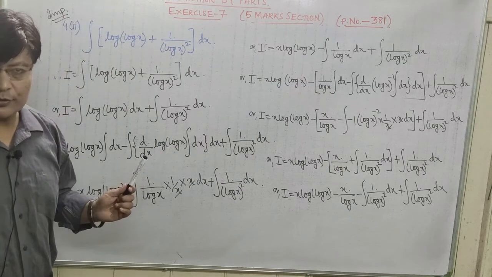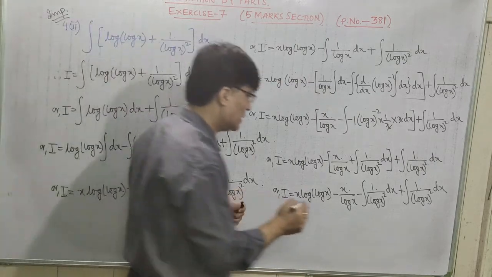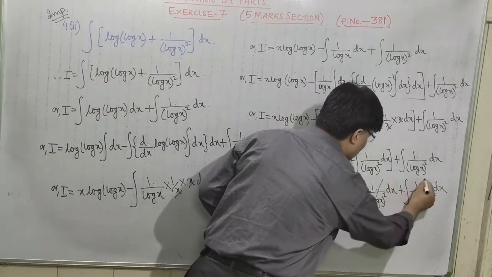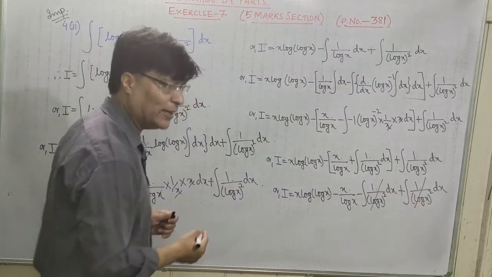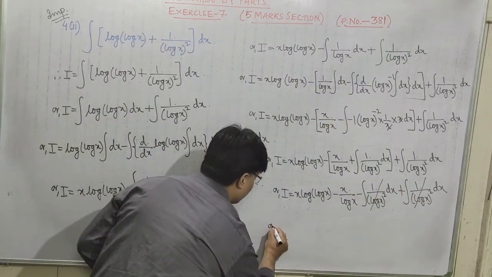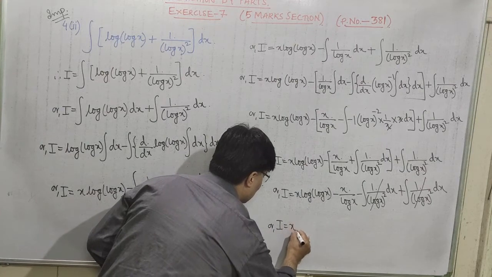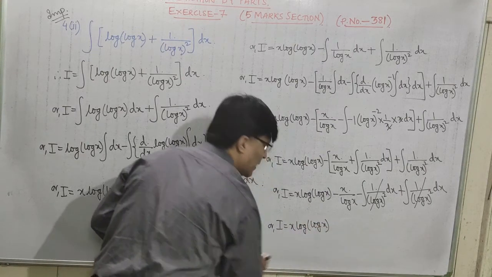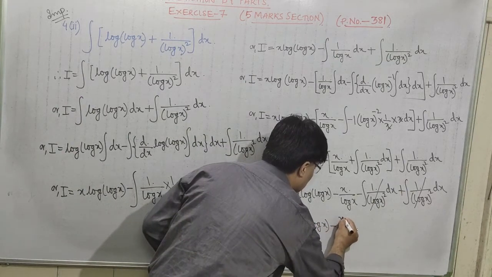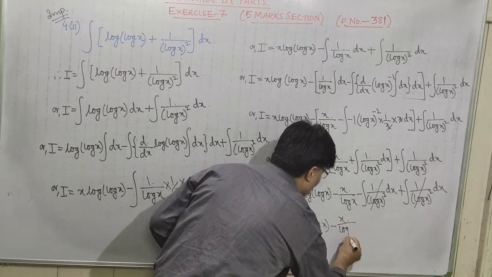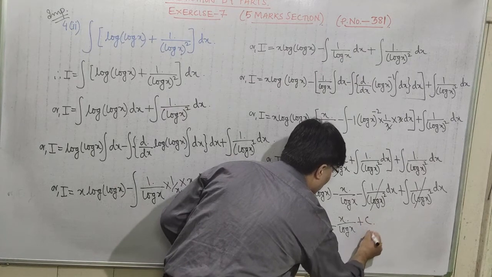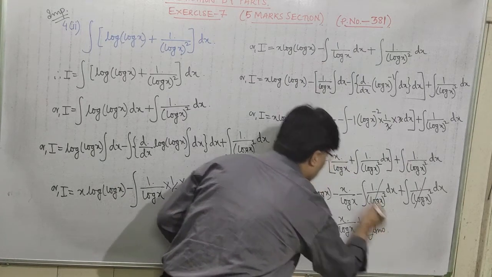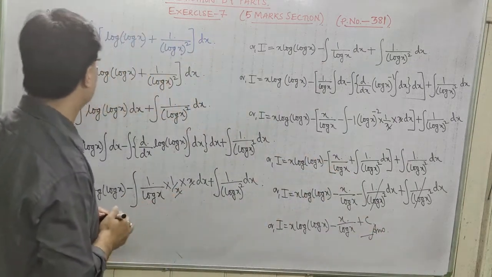So I think you have understood it. Okay, so let us cancel it. We can cancel these similar terms, but they are of opposite sign. So what is the final answer now? I is equal to x log of log x, minus x upon log x, plus c. So this is the final answer.